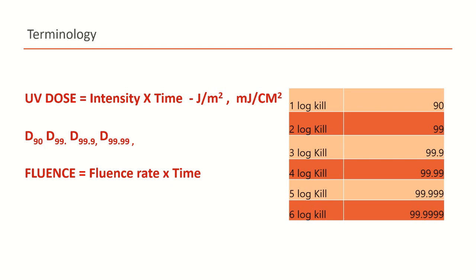This is expressed in various methods where you can define the dosage for a particular amount of deactivation, that is 90%, 99%, which is also called a log kill. For example, a 1 log kill is 90%, 2 log kill is 99%, and such, where 4 log kill is 99.99% disinfection or deactivation of viruses.